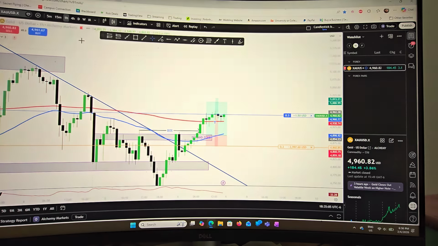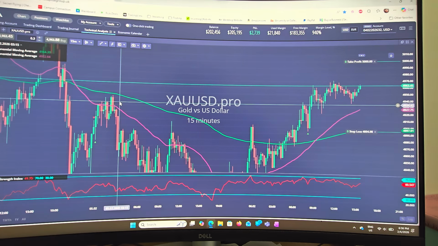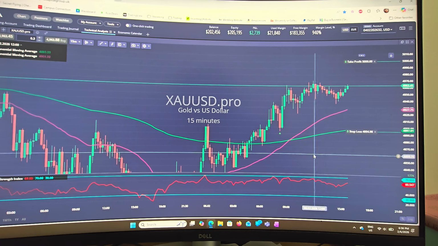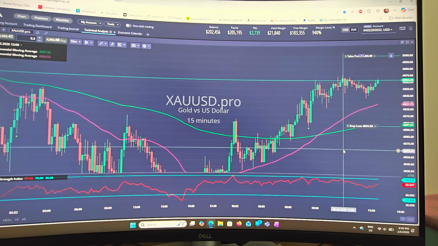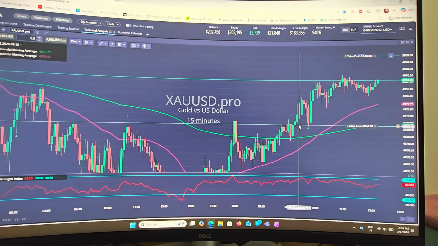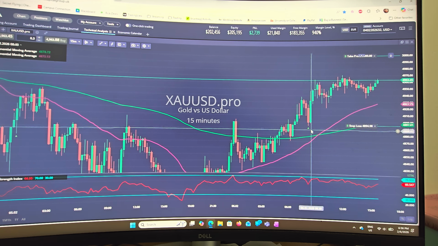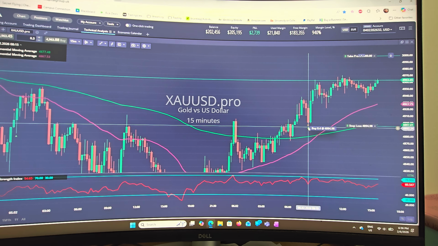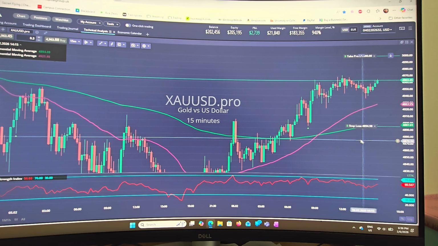FXify is using, I think, Alchemy Markets. Alchemy Markets, yes. And Alpha Capital is using ACG Markets. So different brokers, different price feeds, but on Alpha Capital we had our buy position in the same area at 48.94.98, which we got tapped in right there to buy 0.4 at 48.94.98, and so it was a single position, and we're up $2,700.